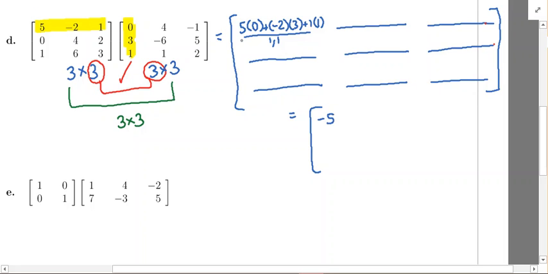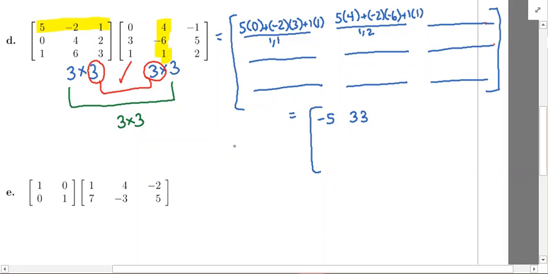Next, it doesn't matter where you go next. I'll do the first row, second column. So now we need to do the dot product of the first row and the second column. If we do that, we're going to get 5 times 4, and then -2 times -6, and then 1 times 1. Add them up. This will be 20 plus a positive 12, that's 32, plus 1 is 33.